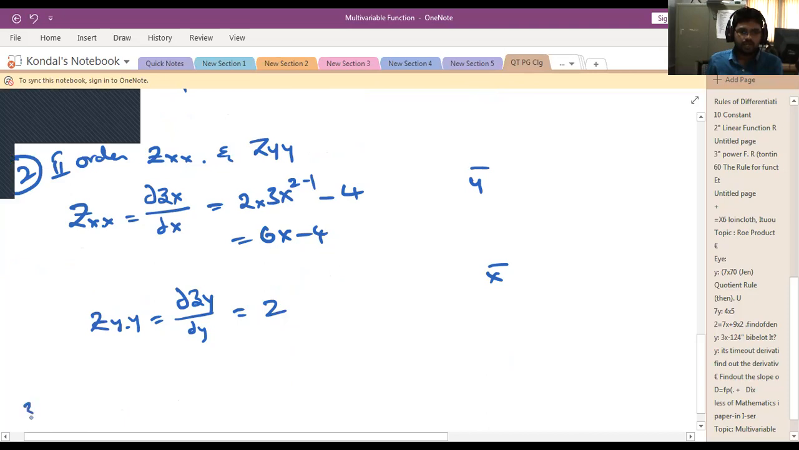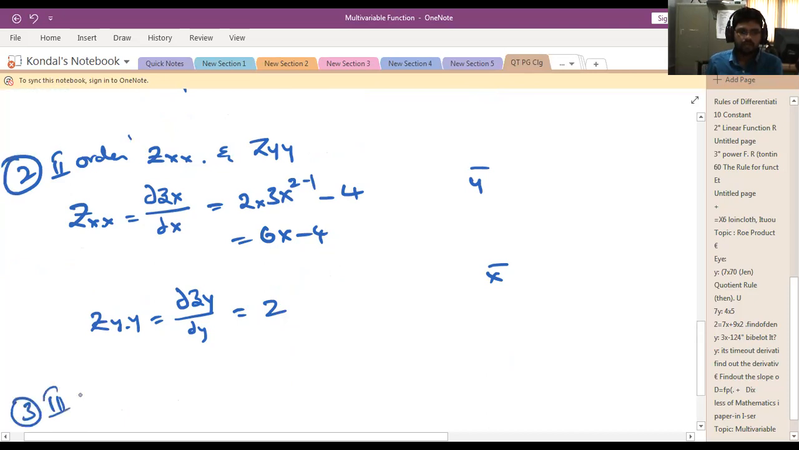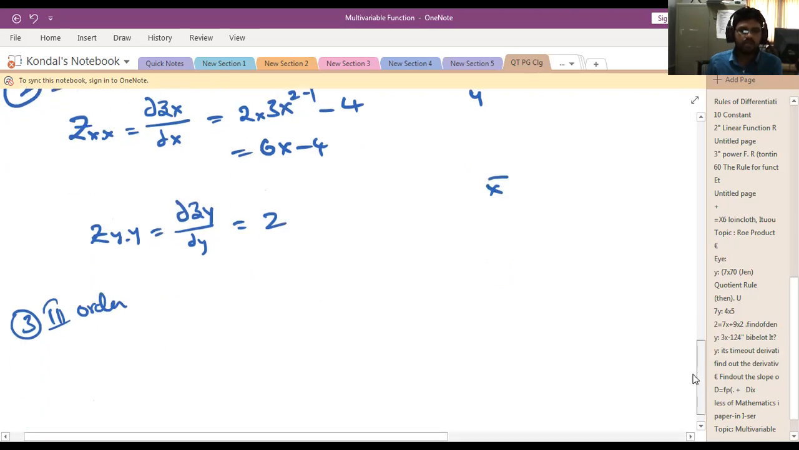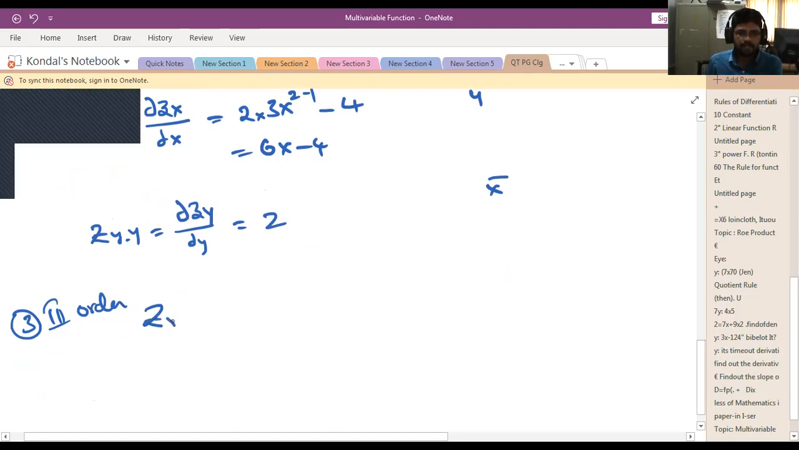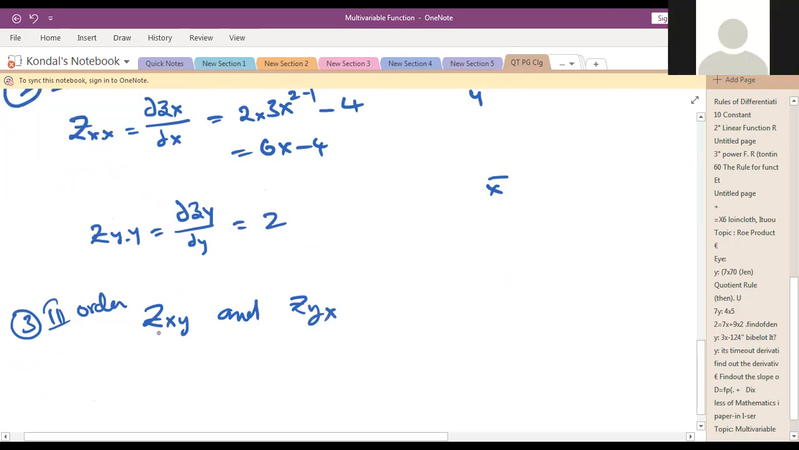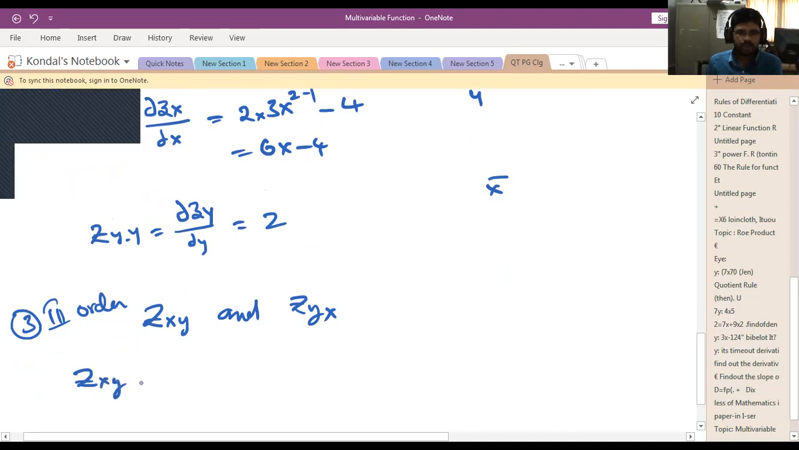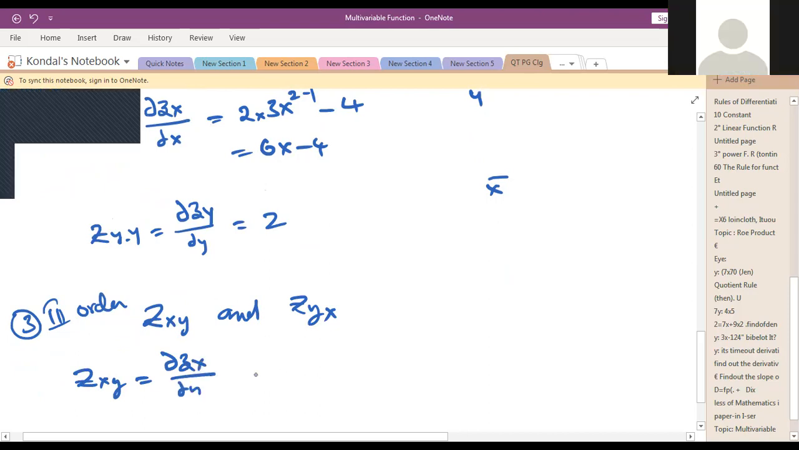Then third order, that is the cross partial order. So what is a cross partial order? Here zxy and zyx. So first we need to find out zxy. What is zxy? Dou zx by dou y. What does it mean?